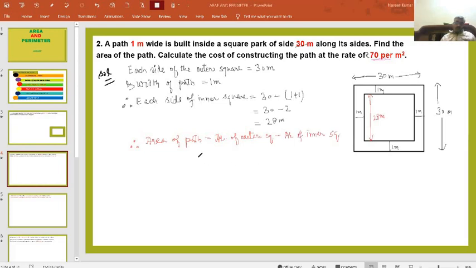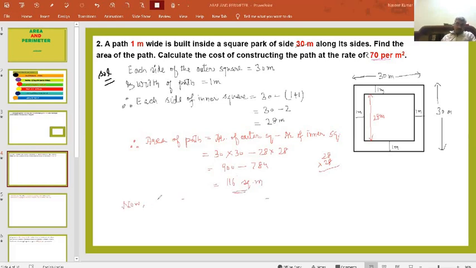What is the area of the outer square? That is 30 multiplied by 30. And the area of the inner square is 28 multiplied by 28. 30 into 30, how much will it be? 900. 28 into 28 is equal to 784. Now 900 minus 784, how much did it come to? That is 116 square meters. This is the area of the path.